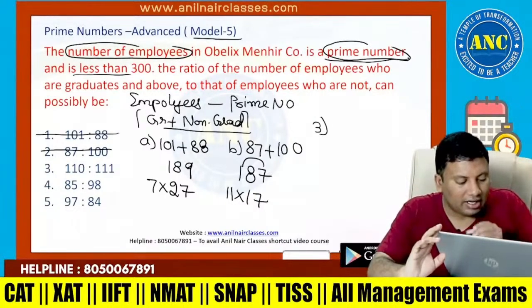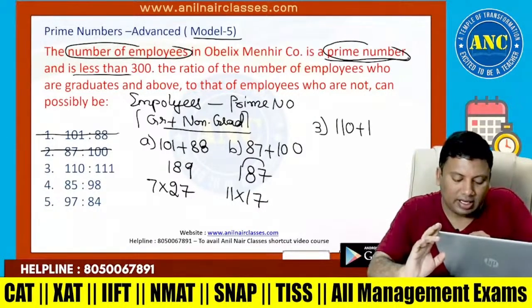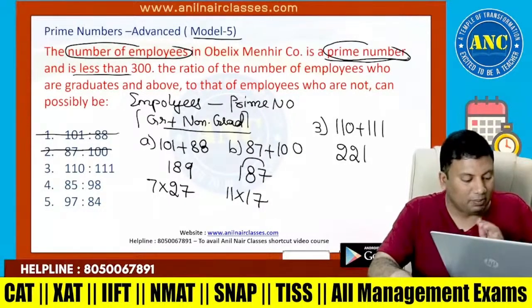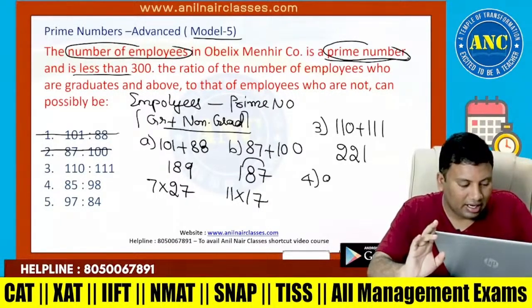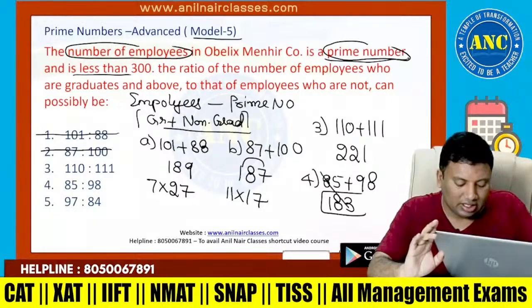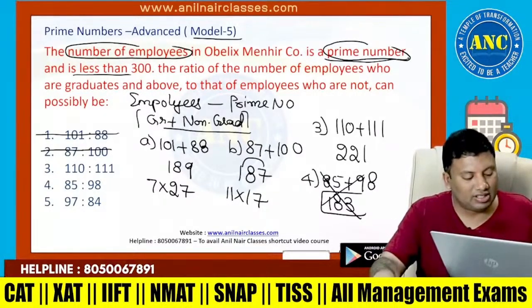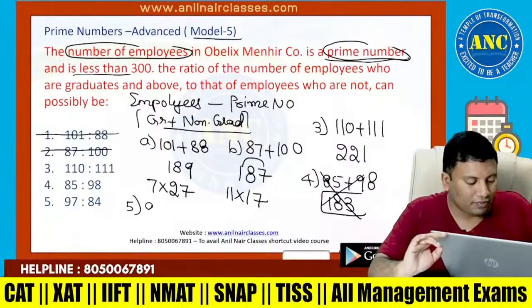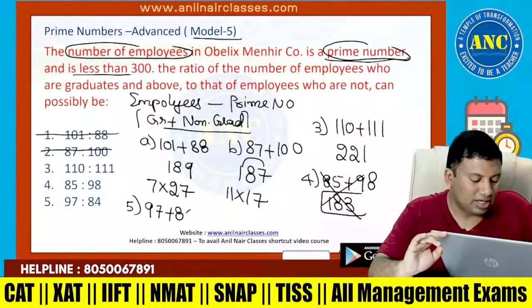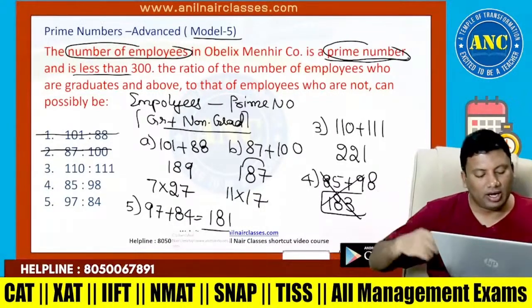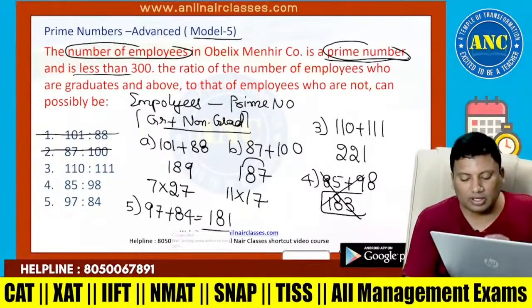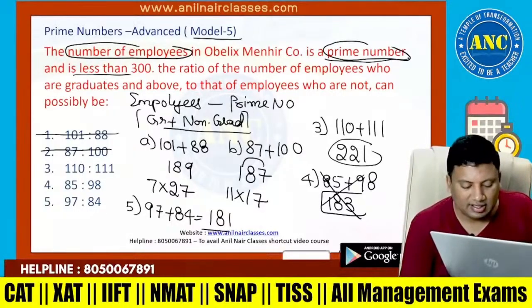Next one. Third one, 110 plus 111. That is 221. We will keep it aside. Fourth one, 85 plus 98. These are nothing but 183. 183 is divisible by 3. Sum of the digits, it is divisible. Fifth one, 97 plus 84, which is nothing but 181. So we are stuck in two numbers, 181 and 221.